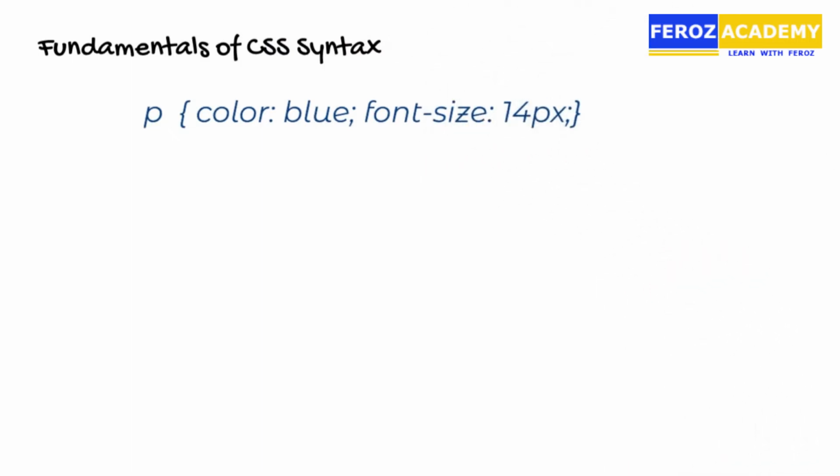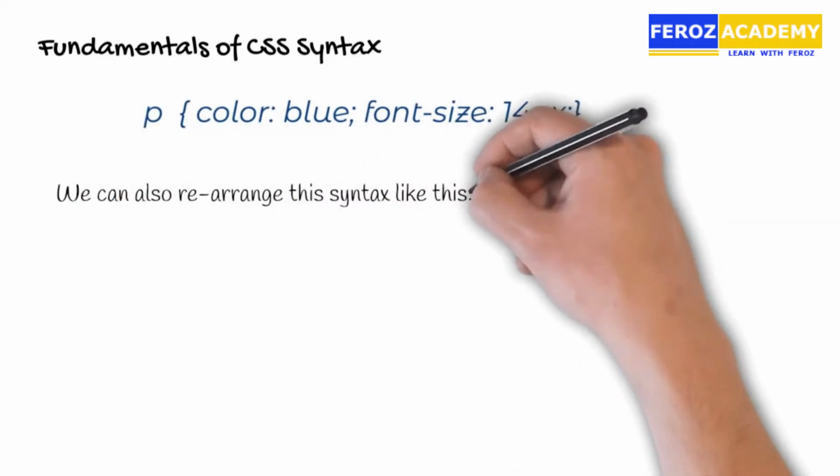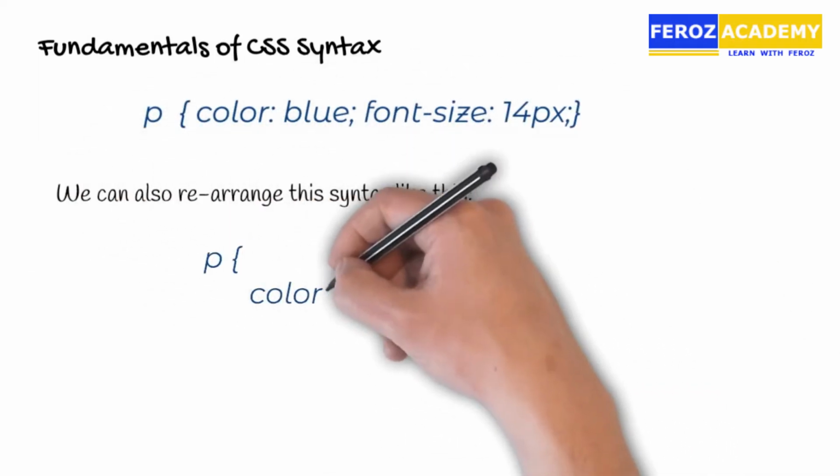Let's look at some examples. In this example, I have redefined the paragraph tag P with the color and font size property following the rules of CSS syntax, where P is the selector, which is the HTML element for paragraph tag. Color is the property for changing the text color of the paragraph. We have defined the color as blue, which means all the text within the paragraph element will be displayed as blue. Similarly, we have changed the font size of the paragraph to 14 pixels. We can also rearrange the syntax like this.